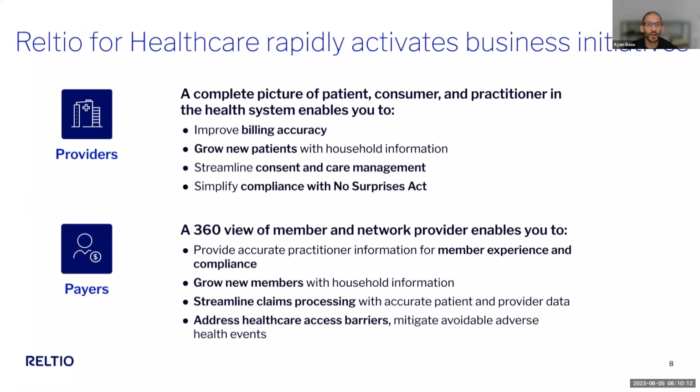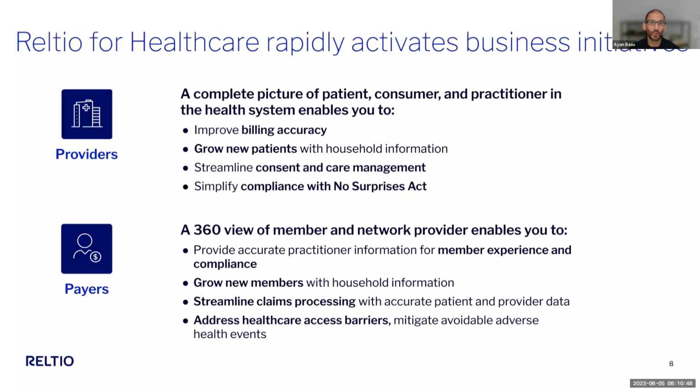Now, moving on to healthcare. So life sciences and healthcare are the two key areas of value that we're delivering as part of this release. Healthcare is the other market segment in Velocity Pack, where we're driving some key business outcomes. So starting with providers, this is where we are able to provide the complete picture of the patient, consumer, and practitioner by deduplicating records, providing that single source of truth for patients, and overall for providers that drives improved billing accuracy.